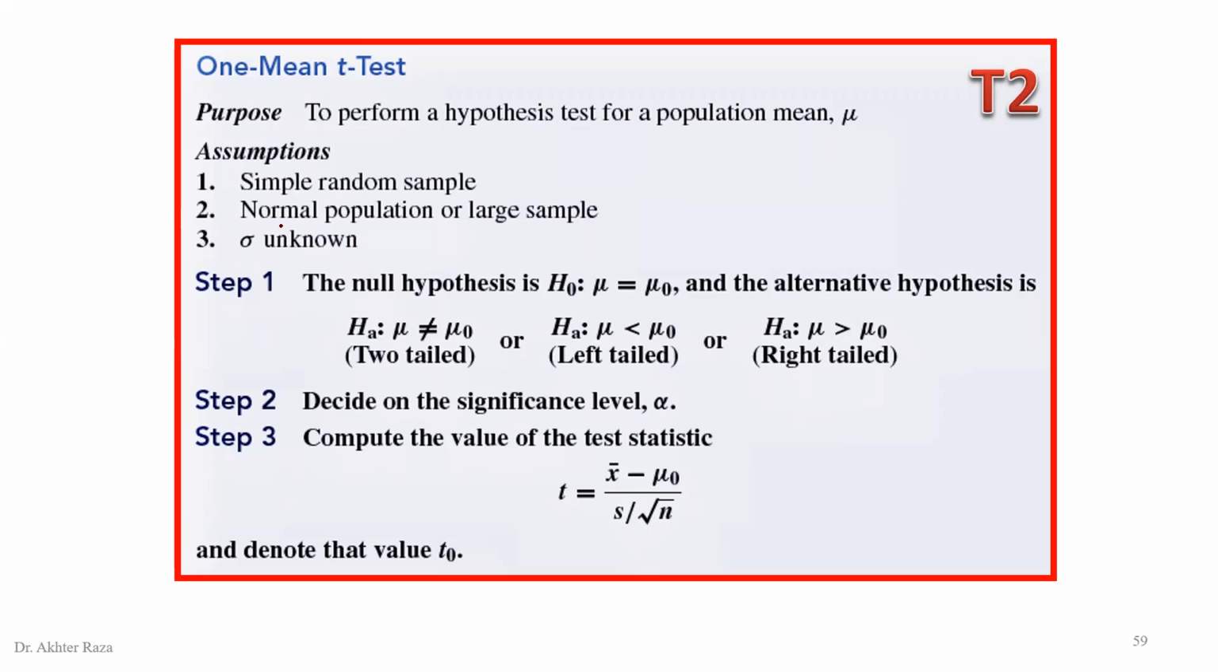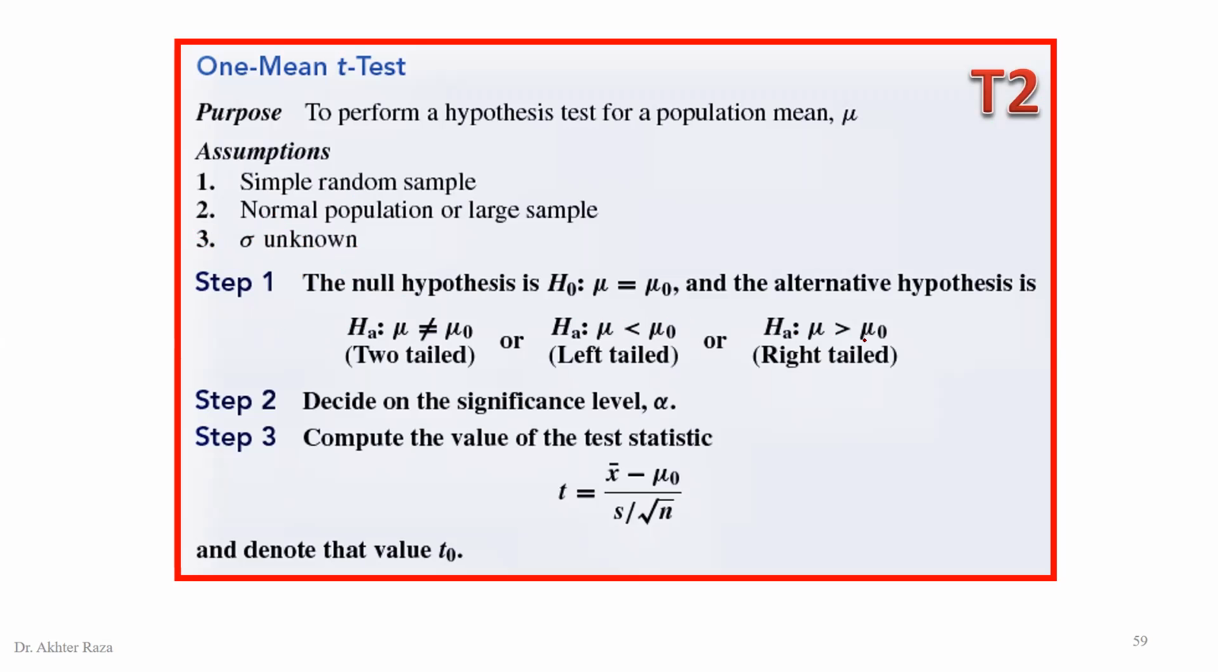Third assumption is what? Population standard deviation is unknown. This is one of the significant assumptions as compared to the procedure T1. In procedure T1, sigma known. In procedure T2, sigma unknown. So that is the major difference between T1 and T2. The other steps are more or less the same.